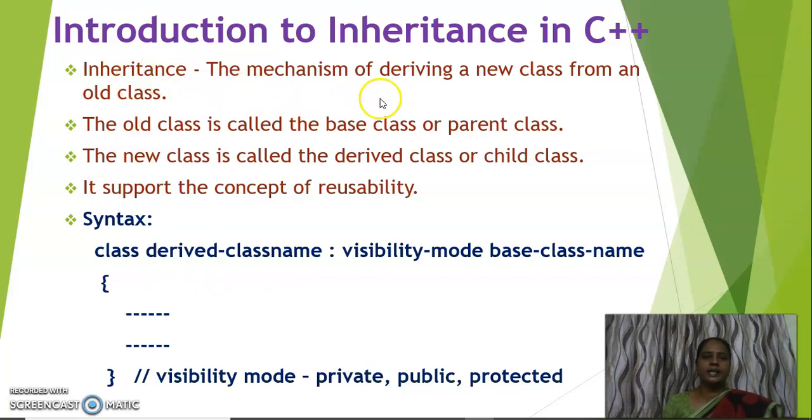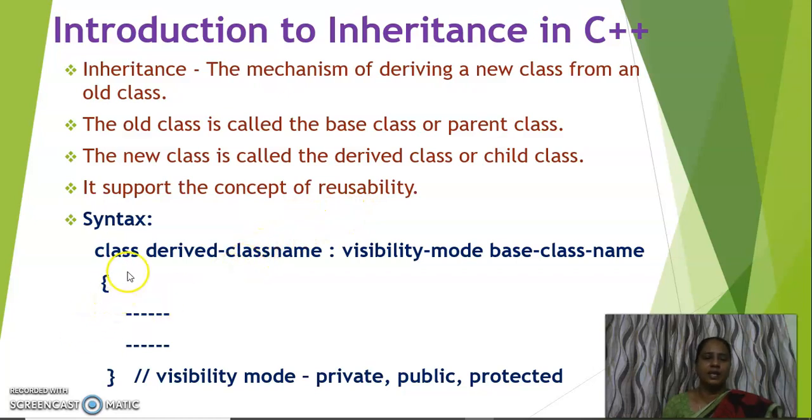Inheritance is the mechanism of deriving a new class from an old class. The old class is called the base class or the parent class. The new class is called the derived class or child class. It supports the concept of reusability. Inheritance is one of the most important features of object-oriented programming languages.